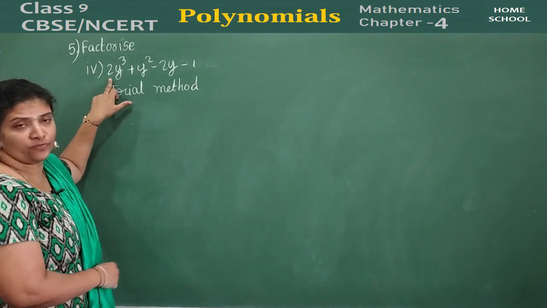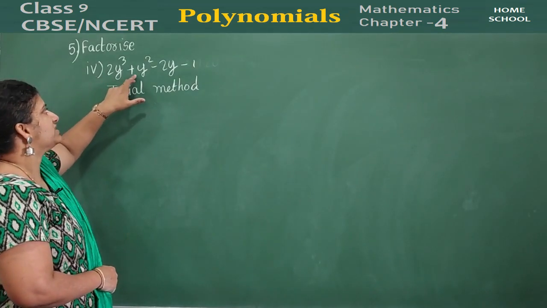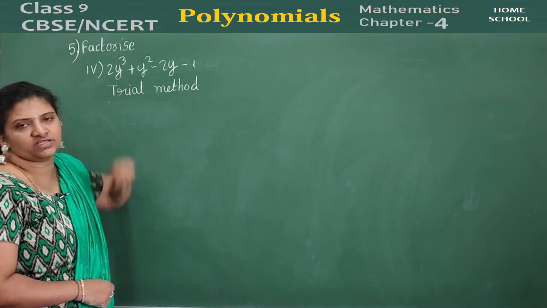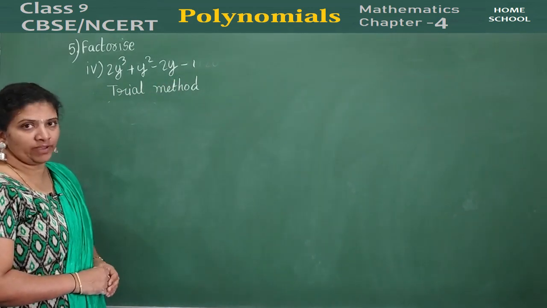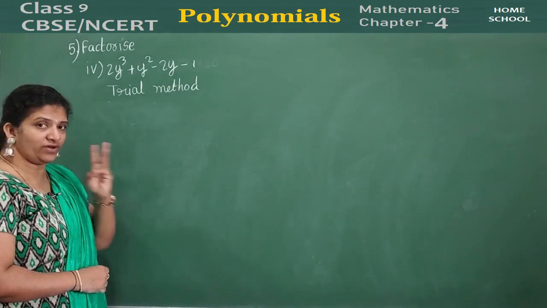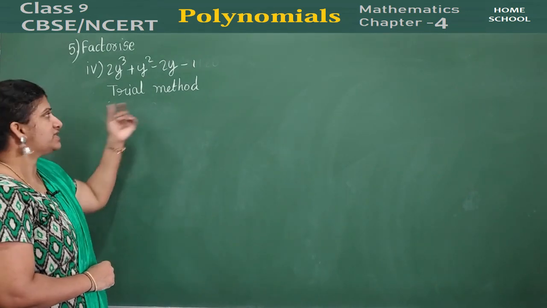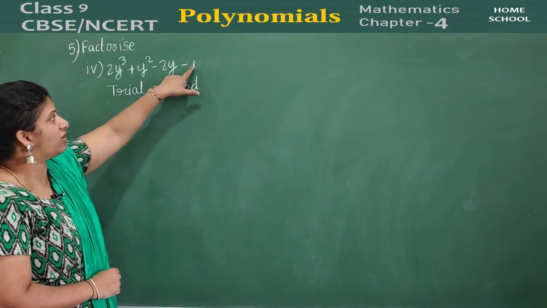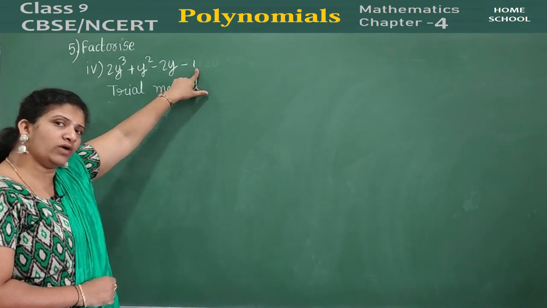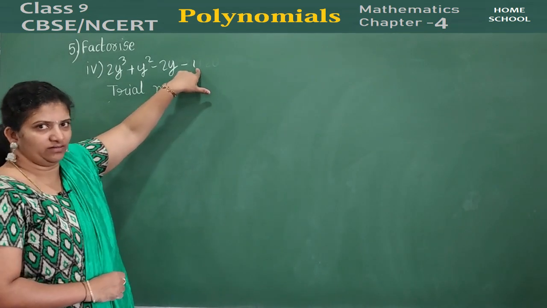Okay, let's see the fourth problem: 2y cube plus y square minus 2y minus 1. Again, it is a cubic polynomial, so it will have 3 factors. How can we find those 3 factors? First, I choose the trial method and see the constant. It is 1. What are all the factors? It will be 1. Right?